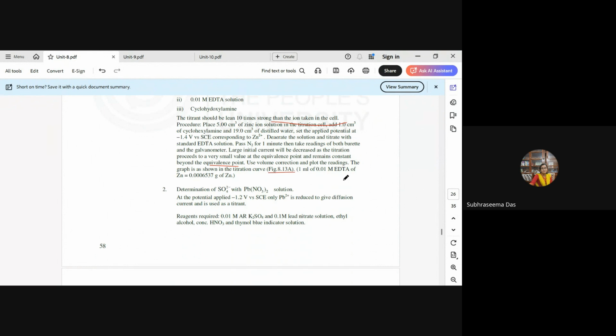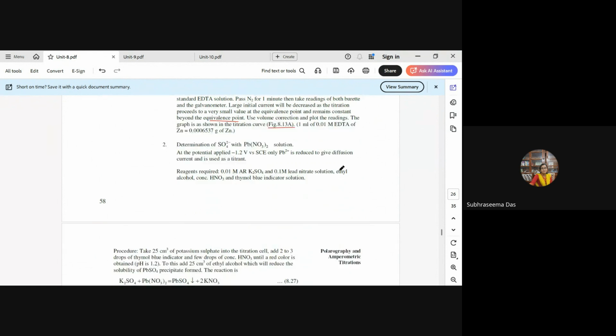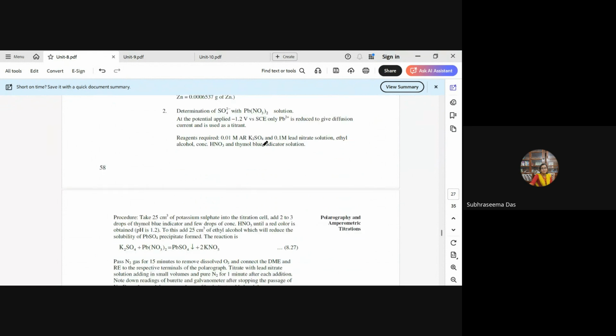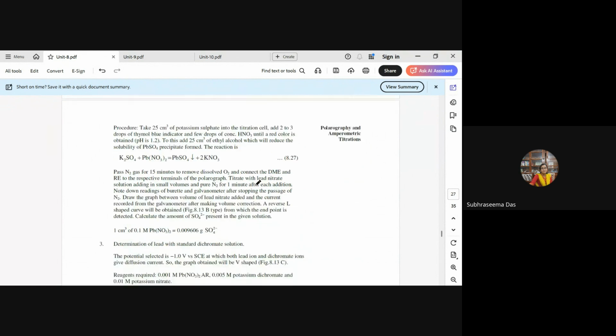Then coming to the determination of sulfate with lead nitrate solution. At the applied potential, that is minus 1.2 volt versus SCE, only Pb2+ is reduced to give diffusion current and it is used as a titrant. The reagents required are 0.1 molar anhydrous K2SO4 and 0.1 molar lead nitrate solution, ethyl alcohol, concentrated HNO3, and thymol blue as the indicator solution.